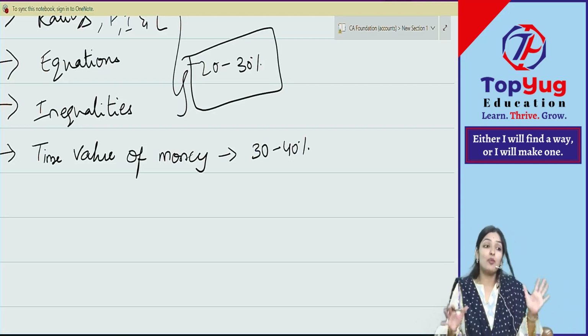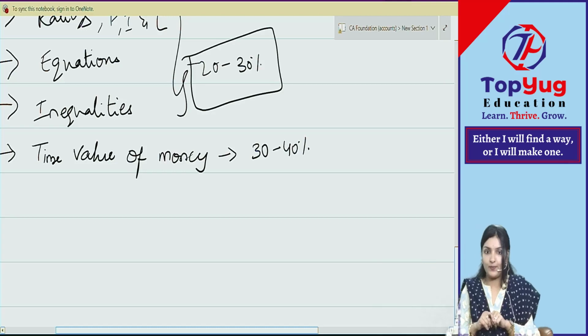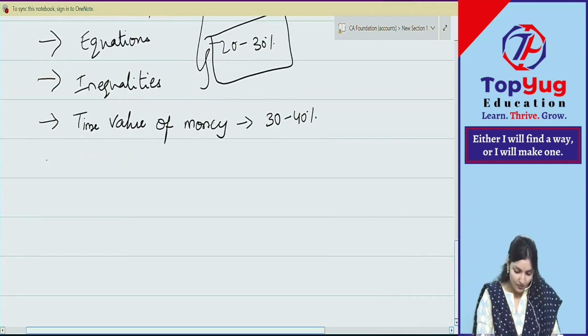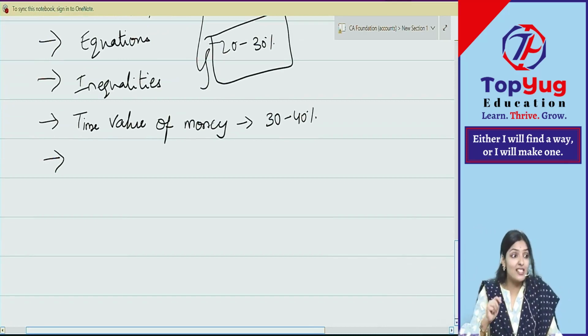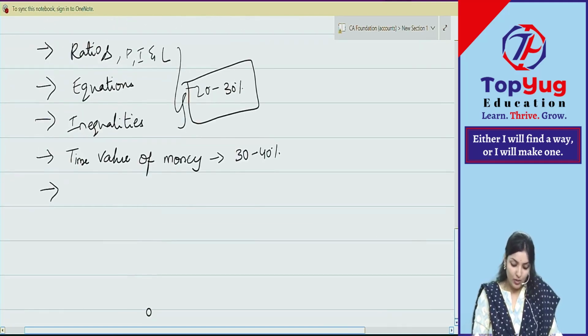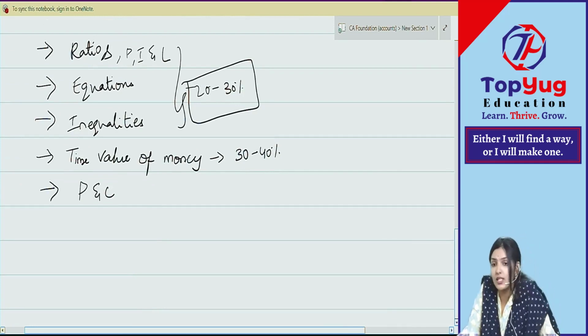So you have to be very, very attentive while I start with this. I'll start once I complete the first 3, not before that. इसका मतलब ये नहीं कि you gonna miss the other chapters. So next one, time value of money, and then fifth one is PNC, basic concepts of permutations and combinations.